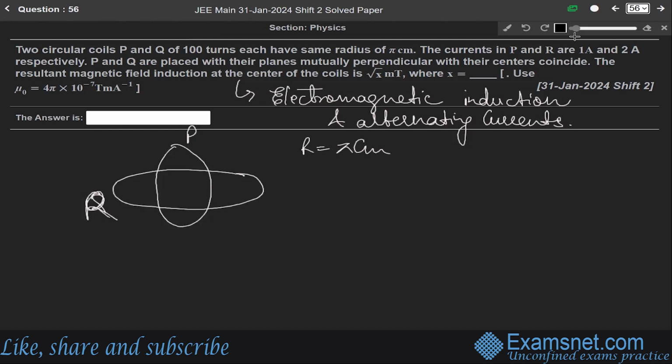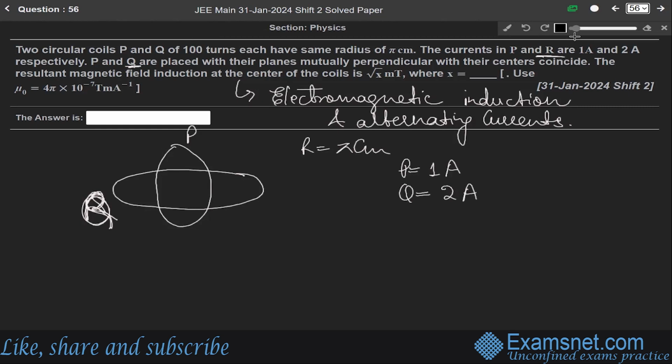The currents in P and Q are 1 ampere and 2 ampere respectively. Let us say this is Q only. So the current in P is 1 ampere and the current in Q is 2 ampere and the planes are mutually perpendicular to each other.